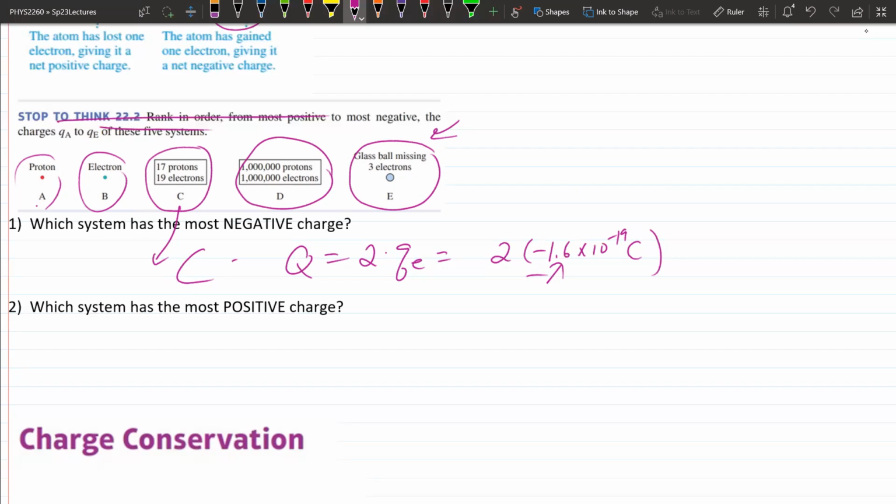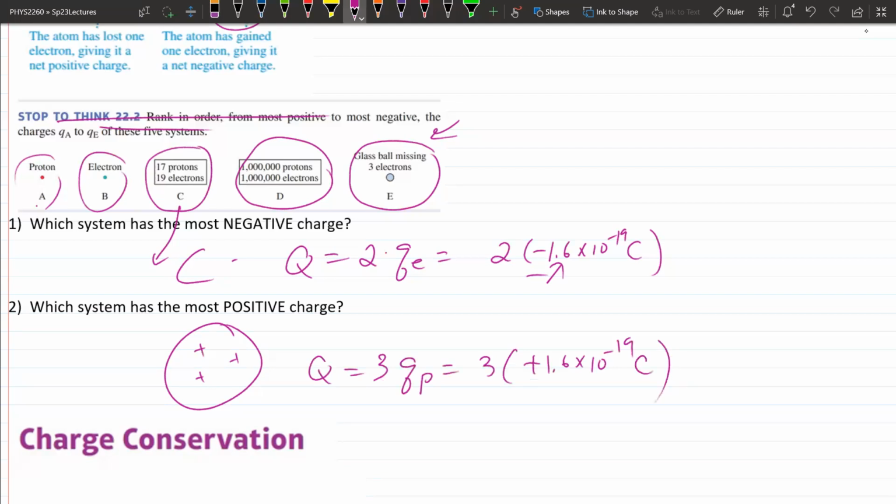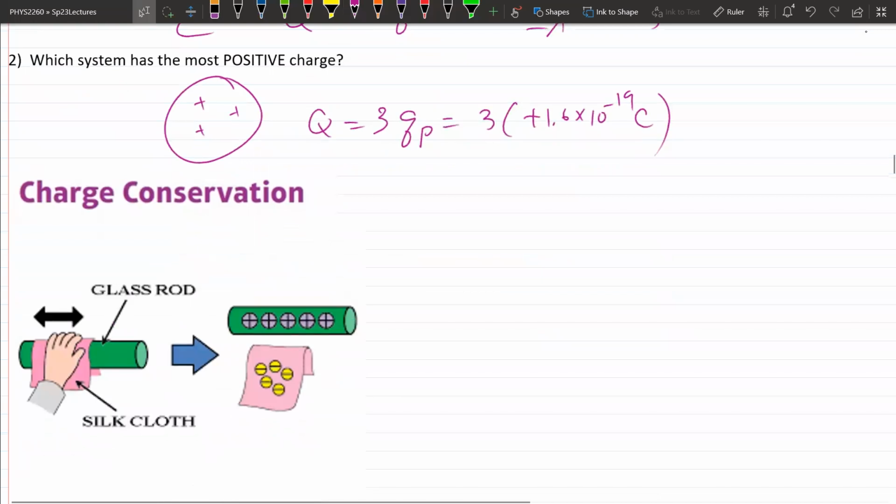So a glass ball with 3 missing electrons means there are going to be 3 extra protons around. Therefore, the charge of this is 3 times the charge of a proton, which is positive 3 times 1.6 times 10 to the negative 19 coulomb. So that's how you figure out how much charge there is. Okay, so that's a fun little exercise.